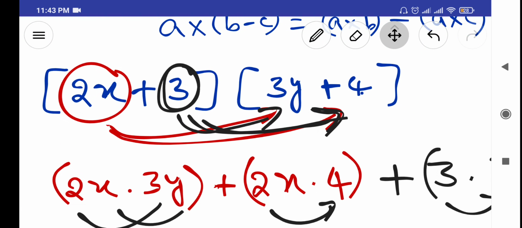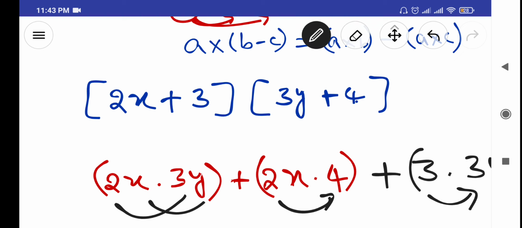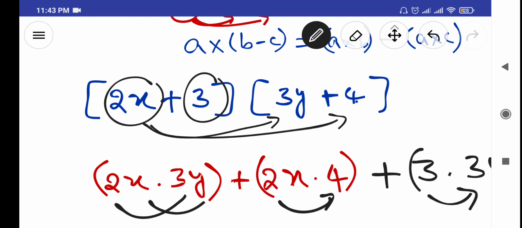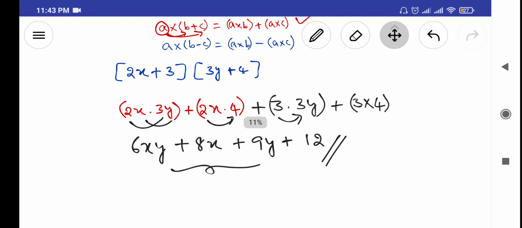I have taken the example of 2x plus 3 into 3y plus 4, where this 2x first we have to multiply with 3y as well as 4, and similarly the 3 is also there, we will have to multiply with both the terms in the second bracket. Finally we have multiplied them and opened the brackets. We have written all of them together, and the final step is just multiplying them. 2 into 3 is 6xy, 2 into 4 is 8x, plus 3 into 3y is 9y, plus 3 into 4 is 12.